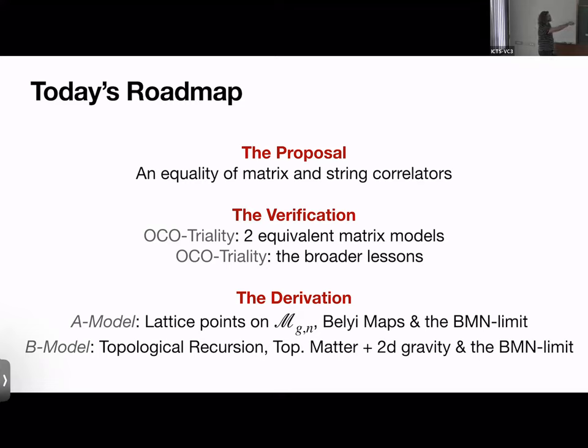So it's going to be an equality between these sort of correlators of traces, so equality of matrix correlators, and then vertex operators in the string theory, okay? And once we do that, we're going to verify this proposal, by looking at some simple identity that actually just reduces down to the equivalence of two matrix integrals, okay?